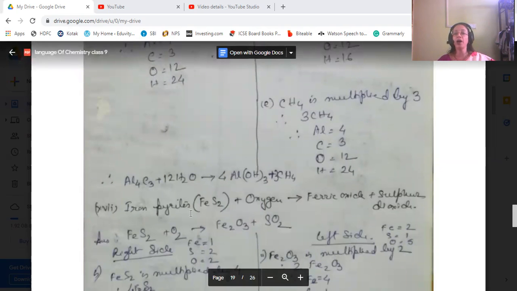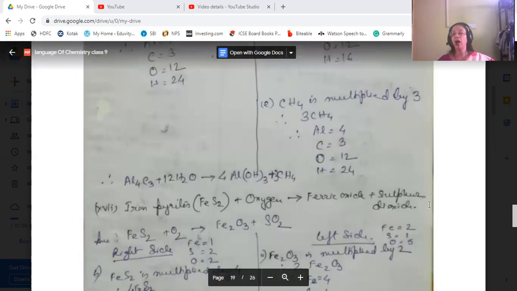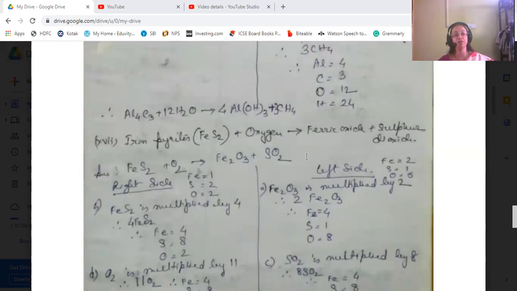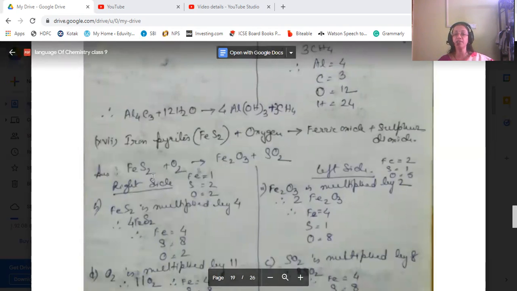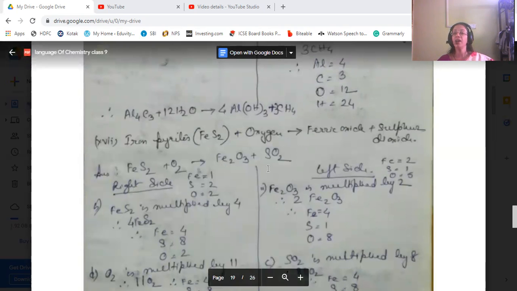Now, iron pyrites, that is FeS2, when it combines with oxygen, ferric oxide and sulfur dioxide is formed. So it becomes FeS2 plus O2 gives us Fe2O3 plus SO2. Right hand side, Fe is equal to 1, S is equal to 2 and O is equal to 2. On the left hand side, Fe is equal to 2, S is equal to 1, O is equal to 5.